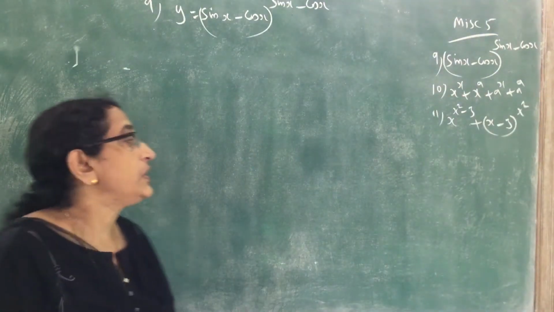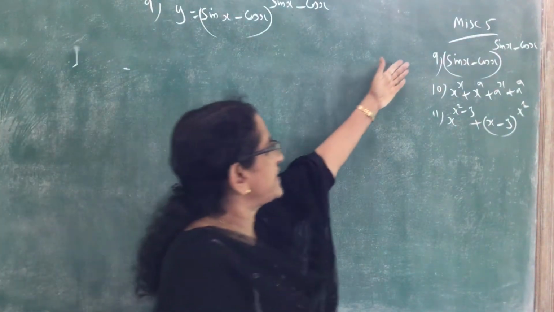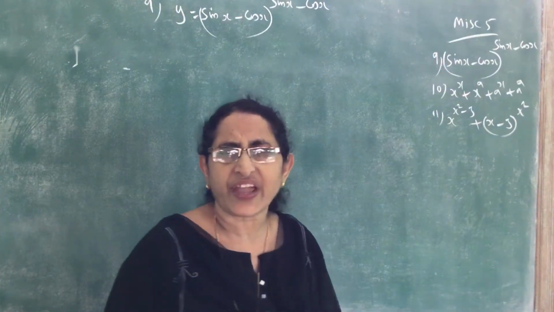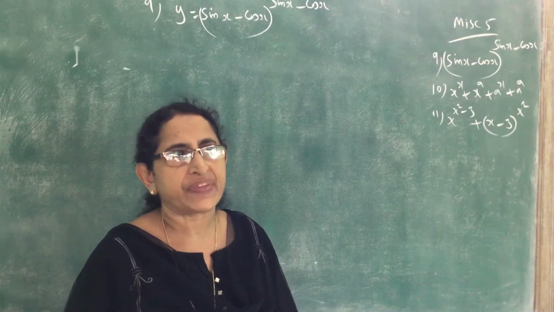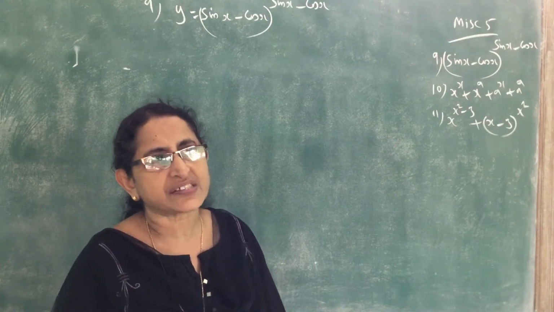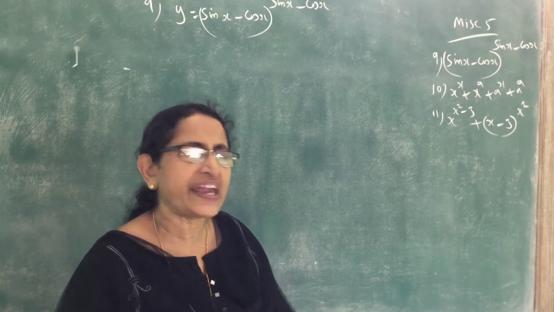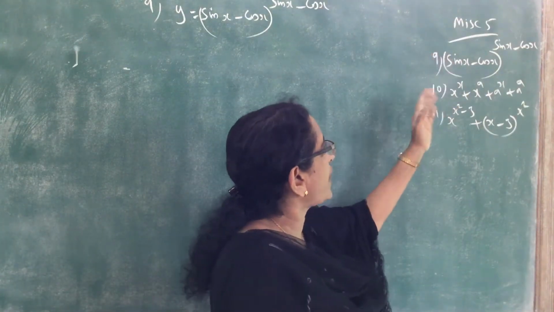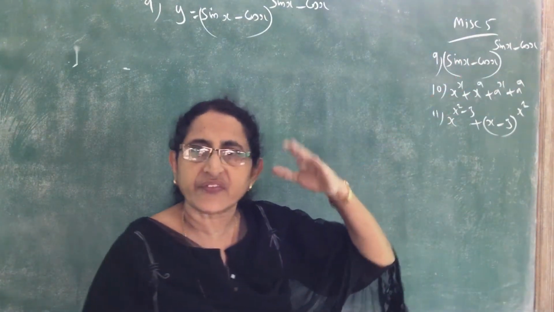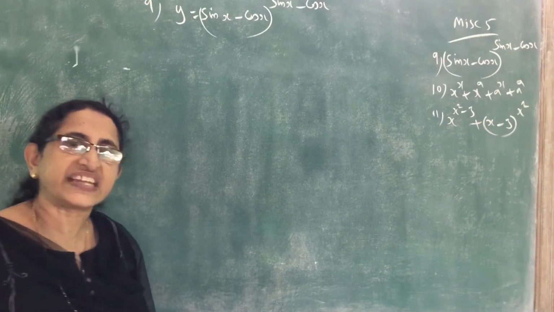Ninth one, we have to differentiate. See the questions 9, 10, 11. All these functions we have to differentiate with respect to x. Differentiating with respect to x means we have to find dy by dx. If y equals these functions, we have to find the derivative with respect to x. That means dy by dx.